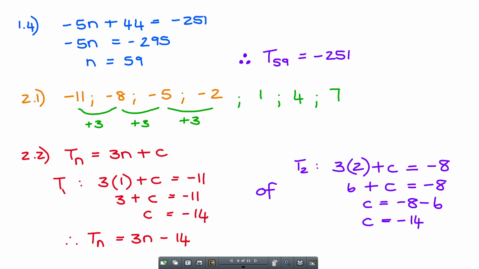Okay. Then once we get the value of c, please end off with the final formula. Term n is equal to 3n minus 14. Okay. Enige vrae? Good. Kan ek maar skip?